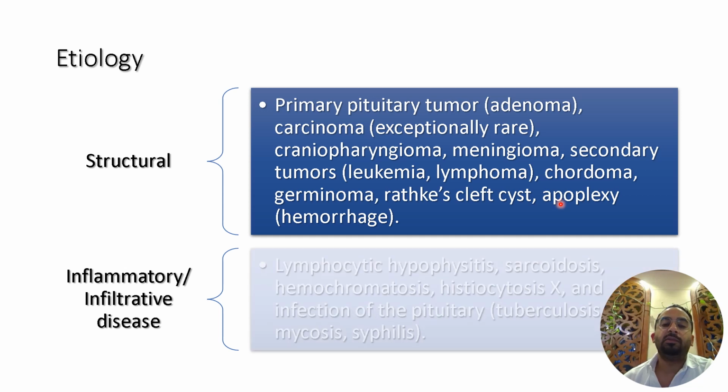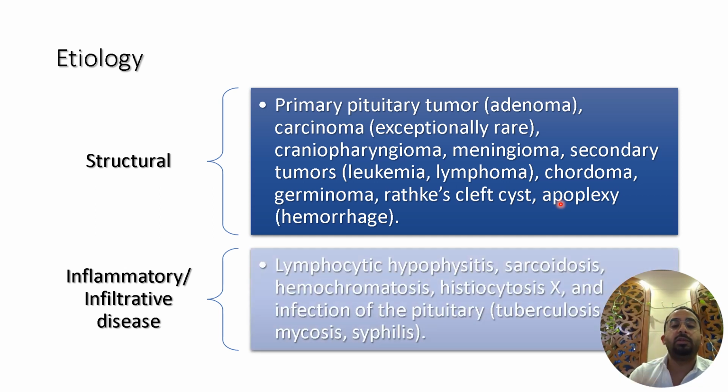Inflammatory or infiltrative disease can cause diffuse inflammation of the pituitary gland or infiltration, like autoimmune lymphocytic hypophysitis that can be seen usually in females in the postpartum period, sarcoidosis, iron deposition in the pituitary in hemochromatosis, histiocytosis X, and sometimes infections that can happen to the pituitary like tuberculosis, mycosis, syphilis can also cause hypopituitarism.